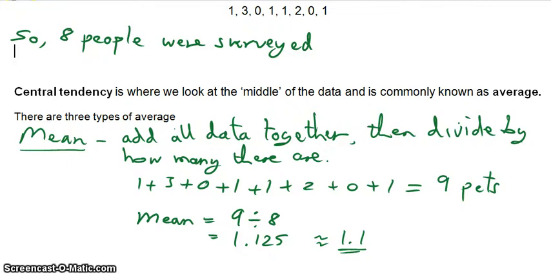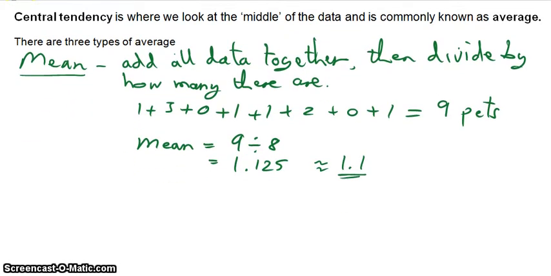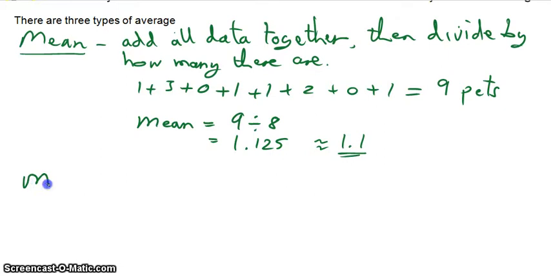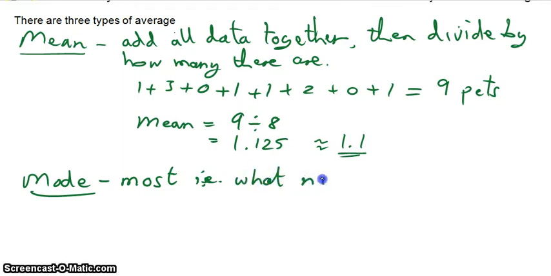Another type of average is the mode, and the mode to me is the simplest. Think of the word mode. Mode is fashionable, mode is what everybody's doing at the moment, and mode is most. So the two words sound very similar. In this case, what number of pets occurs most?